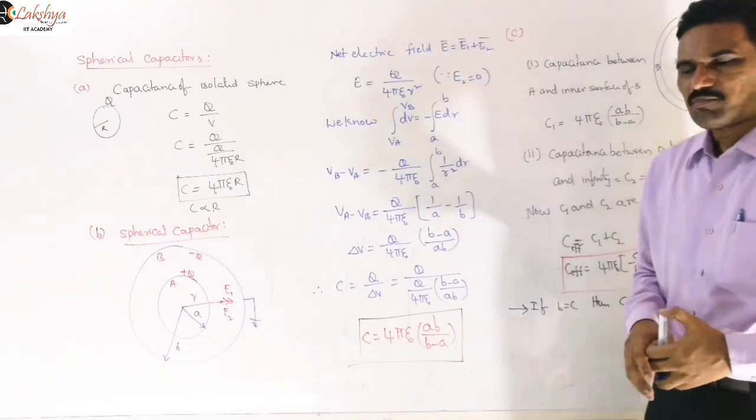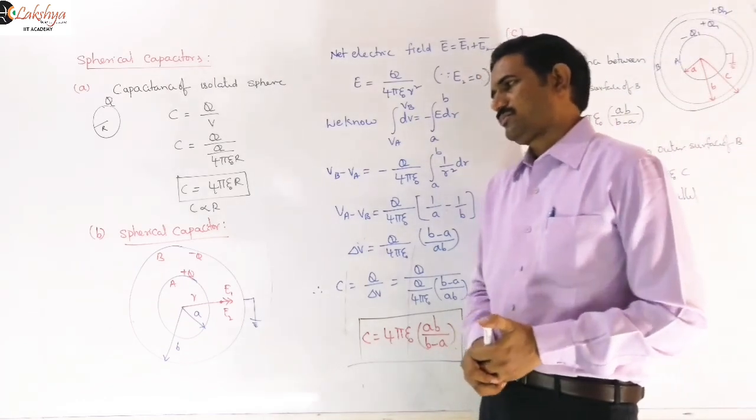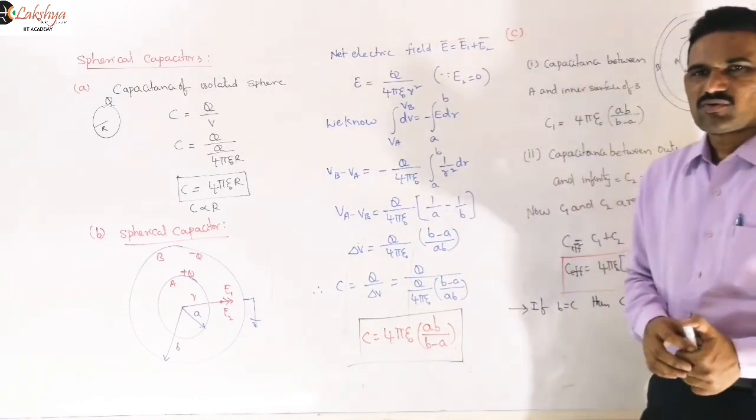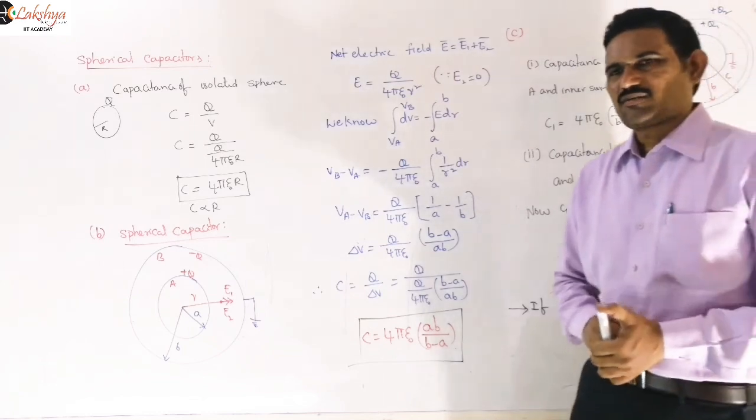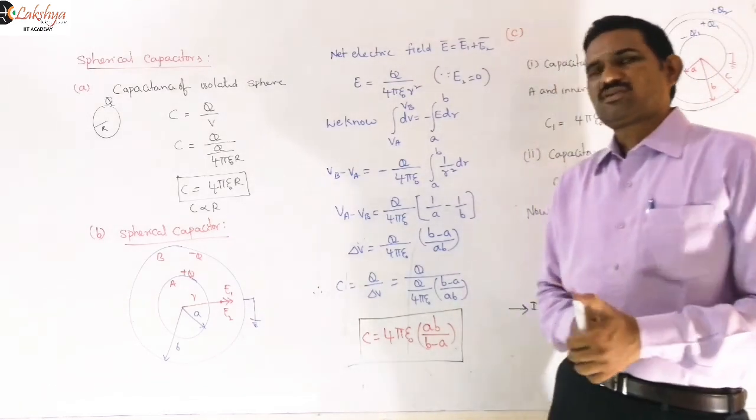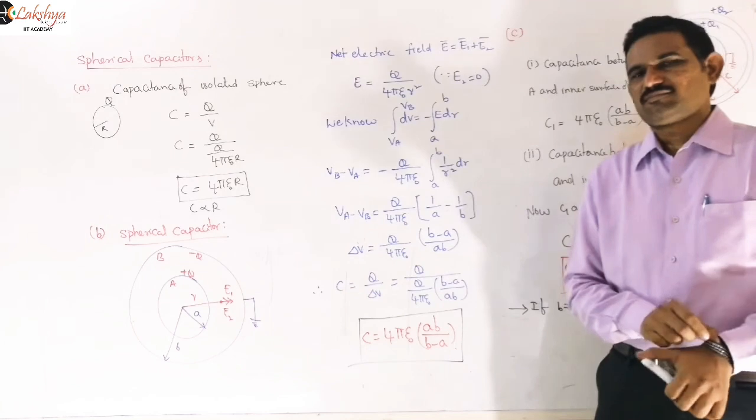The outer shell B is grounded, and let Q be the charge given to the inner shell A.